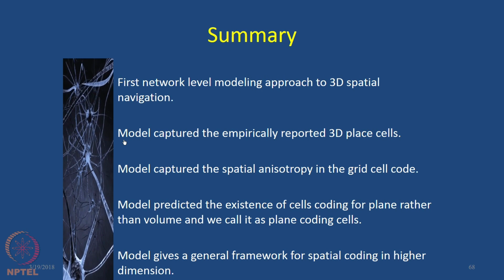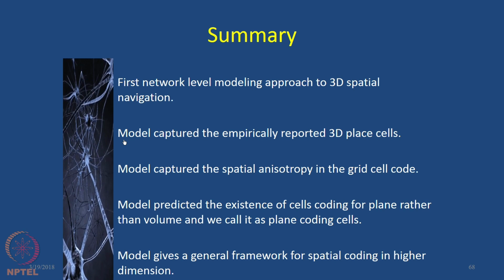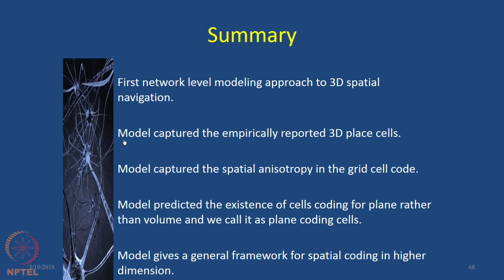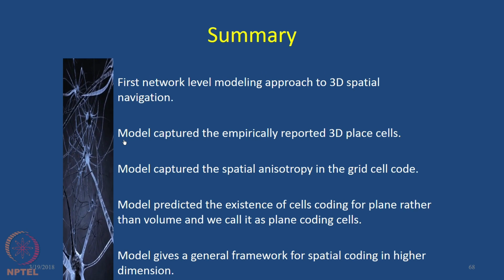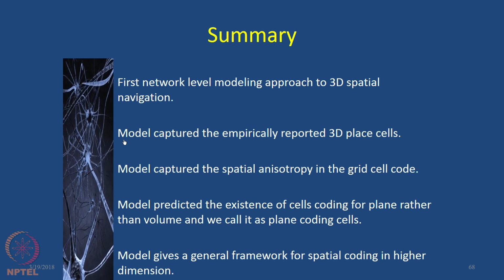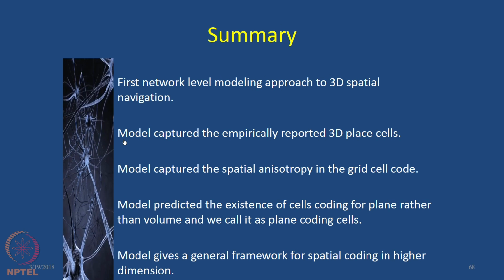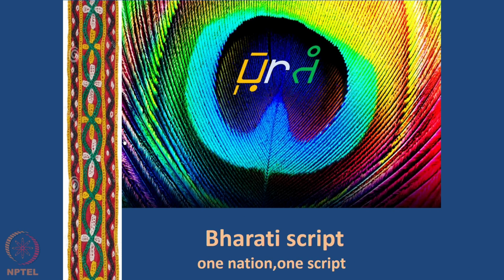So in summary, we developed a model of spatial navigation in both 2D and 3D, and the same model explains the emergence of a variety of spatial cells, like for example grid cells, place cells, and also directional cells, and this is done in both 2D and 3D navigation.